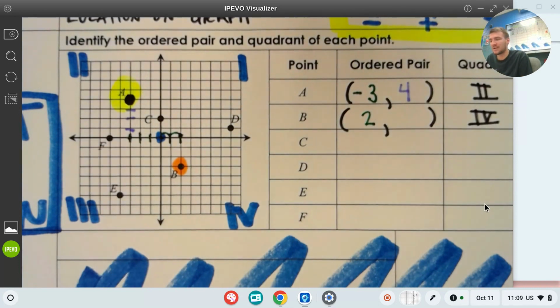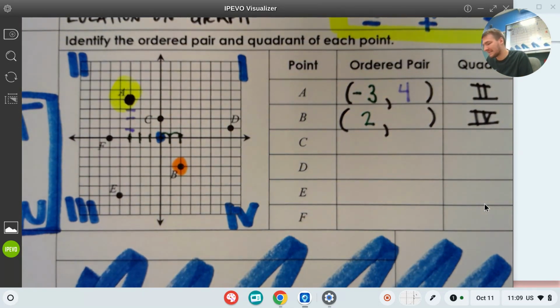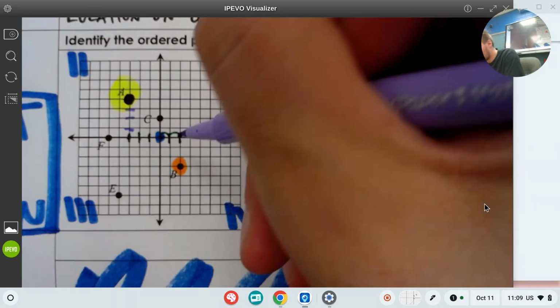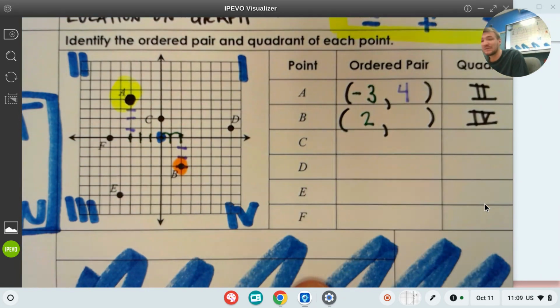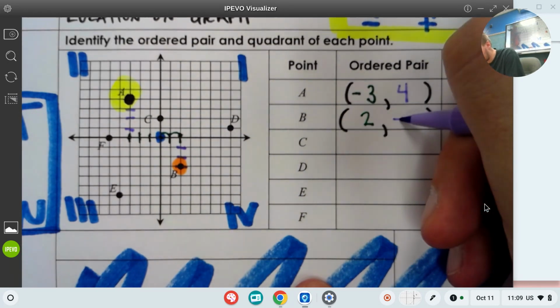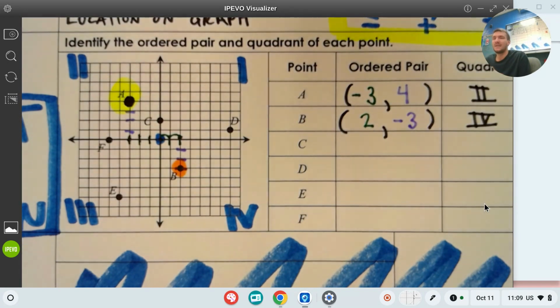If you get the first number right, you almost always get the second number right. What number do I have to press in the elevator? -1, -2, -3. I got to go down, so it's negative 3.